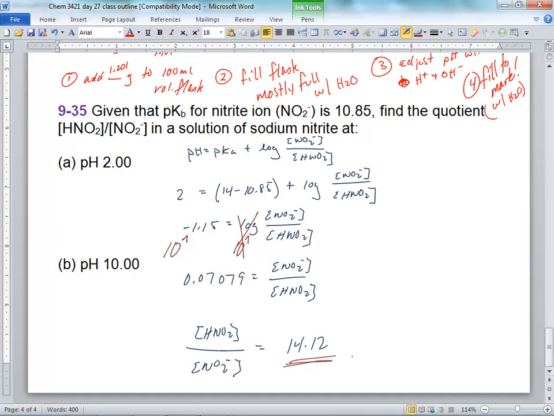How did I get the 0.07? So I had to flip both sides. So I'll flip this side, you have to flip this side. So 1 over 0.07079 is about 14.